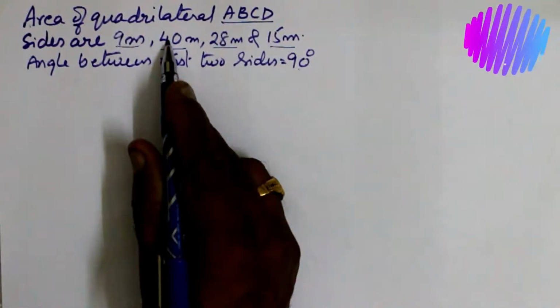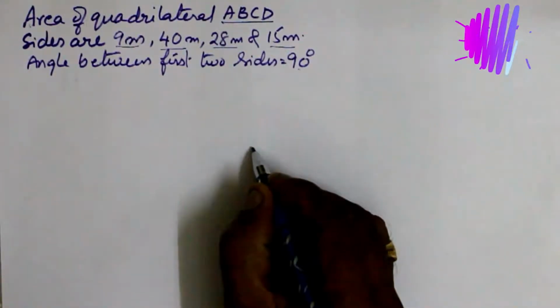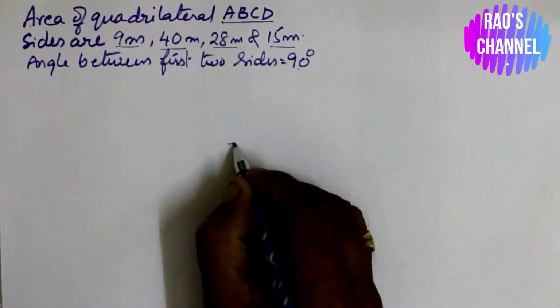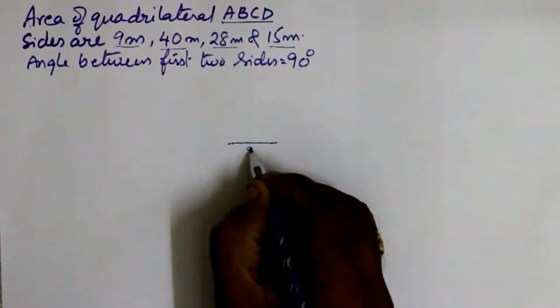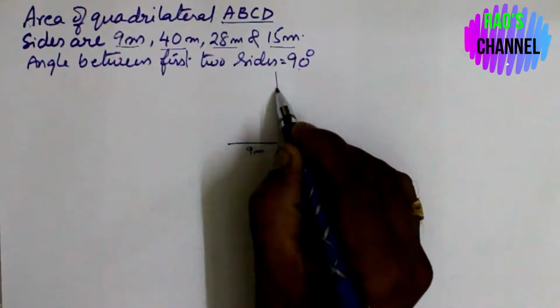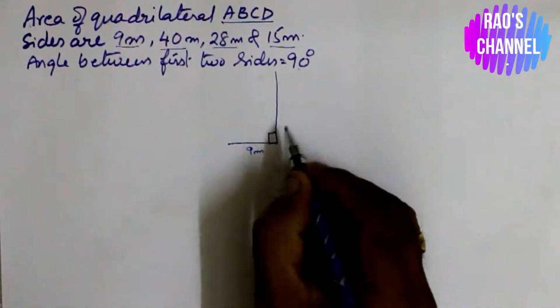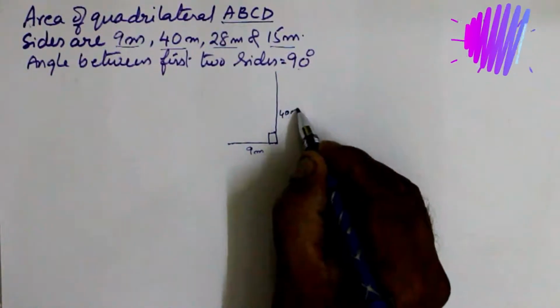First two sides include angle 90. Let me draw the first two sides first. Here I draw 9 meter. That is the first side, and the second side is 40. So the angle between these two is given 90 degrees. This is 40. Let me complete the figure.